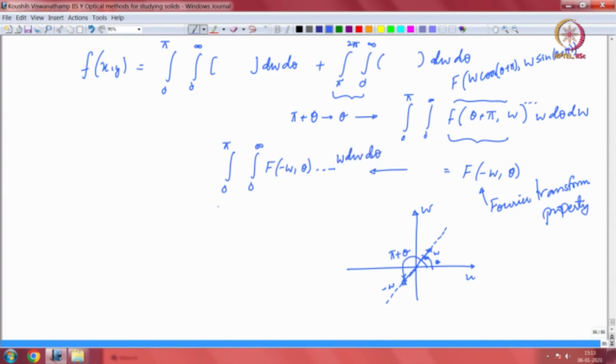Now, in this I will change w to minus w, a change of variable. If you do that, you will get a minus w here, you will get a minus dw here, and you will get a plus w here, and your limits will go from minus infinity to 0.